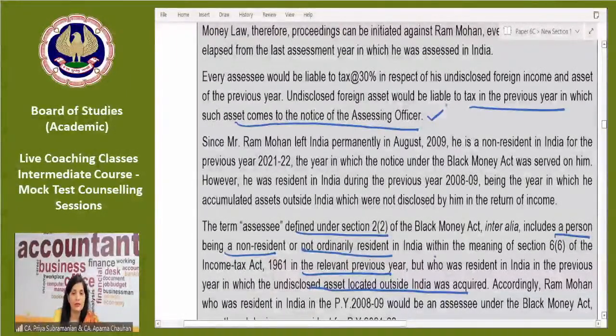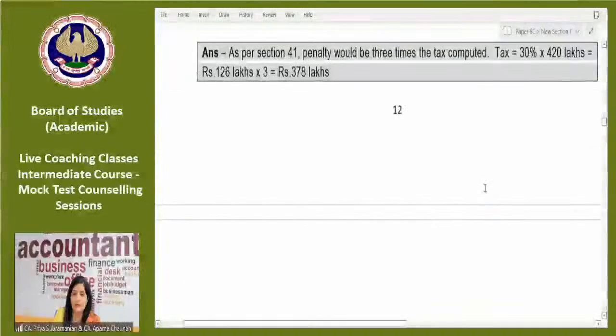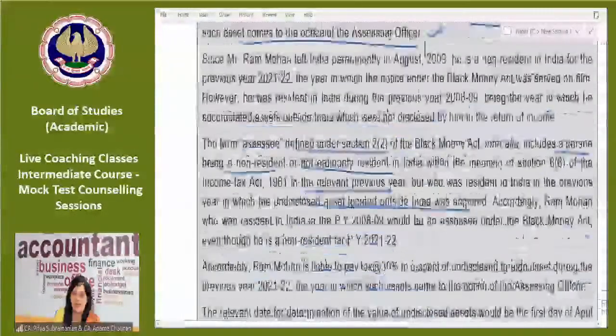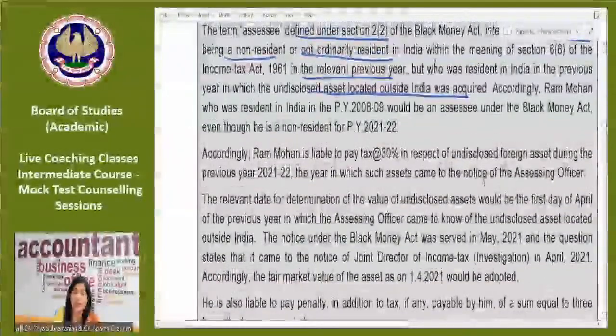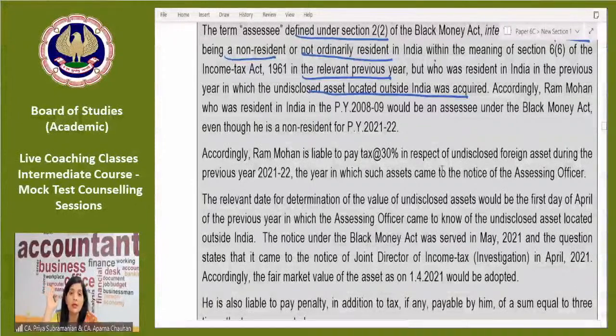The AO noticed it in the assessment 21-22, right? 22-23, right? He assessed in May 21. It comes to the notice. So the previous year is 21-22. It came to the notice. For the previous year 21-22, Mr. Ram Mohan is not in India at all. So he is a non-resident. However, the accumulated assets, the foreign undisclosed assets, were accumulated during the previous year 9-10.